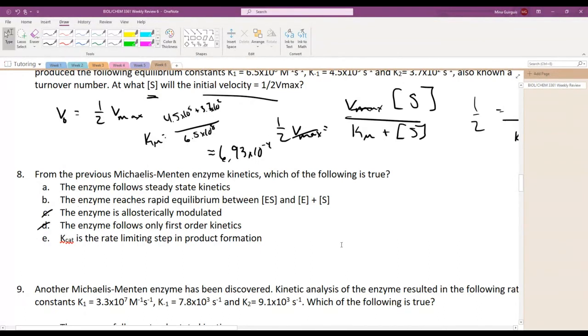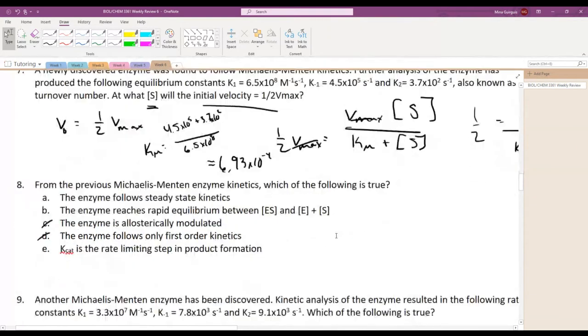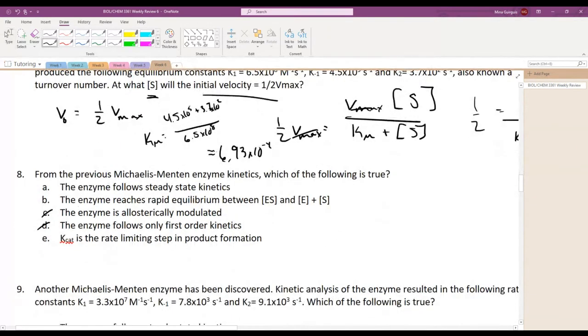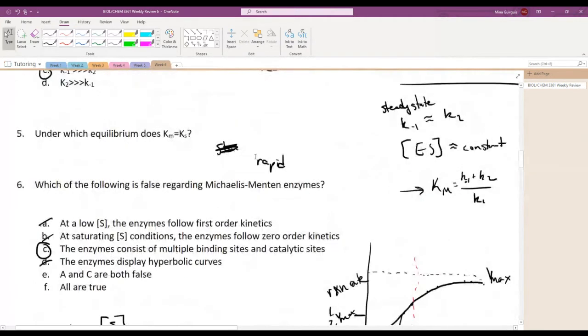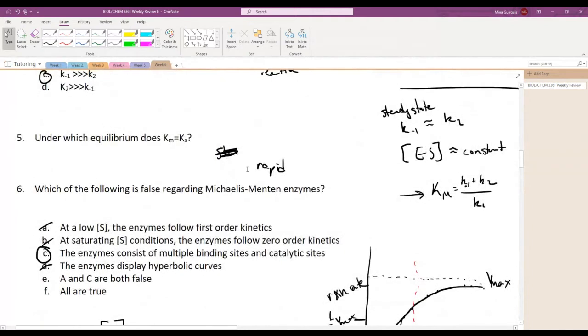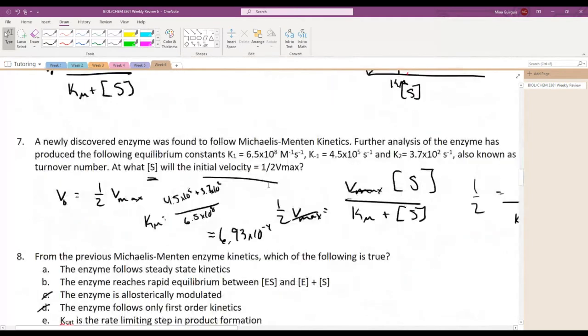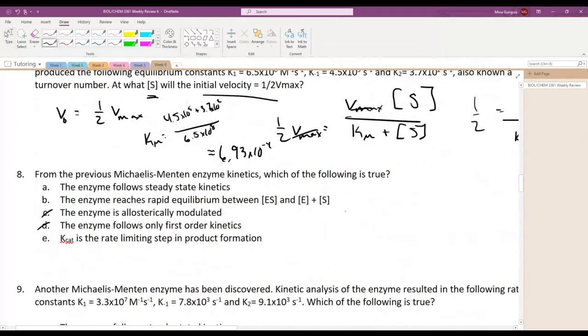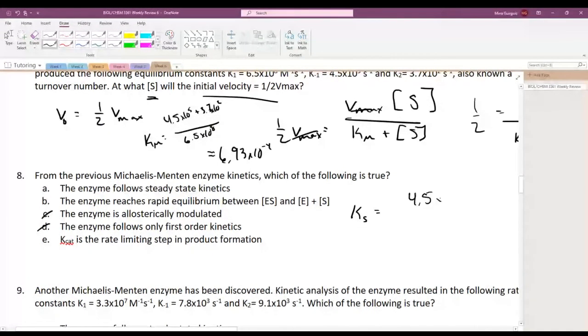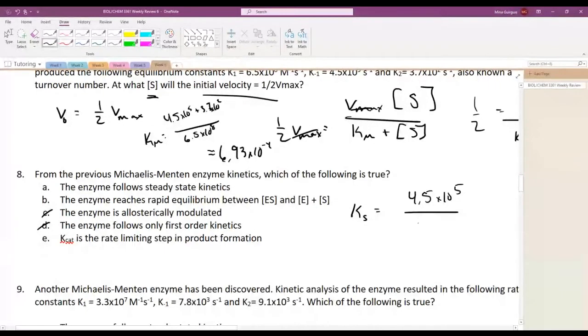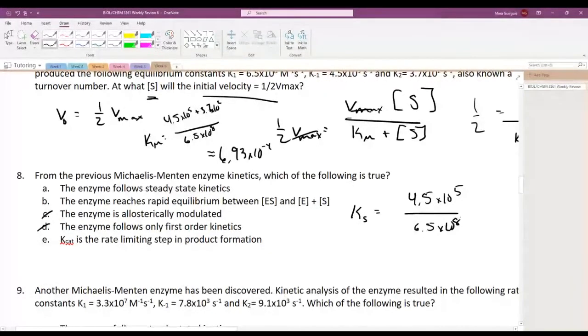Let me reword that. Let's see which of A and B are true. We need to know steady state or rapid equilibrium. As we talked about in problem 5, when Km equals Ks, it's rapid. When Km does not equal Ks, it's steady state. So let's calculate Ks and see what we get. Ks equals K-1 over K1. And so that's going to be 4.5 times 10 to the 5th over 6.5 times 10 to the 8th.